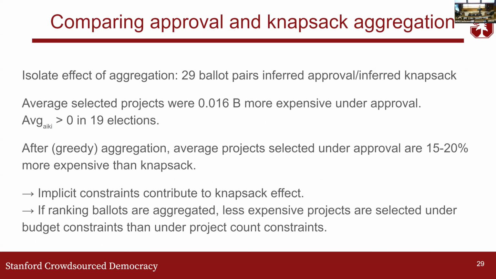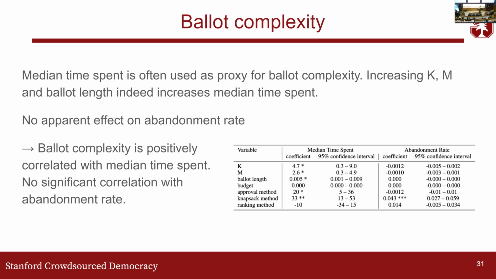And then finally, if we look at the approval and knapsack aggregation, so if we infer both ballots, we again see an effect. So it's really contributing all of it to that overall knapsack effect. The second thing we wanted to look at is the ballot complexity. So we took all these primary elections and we just looked at correlations there.